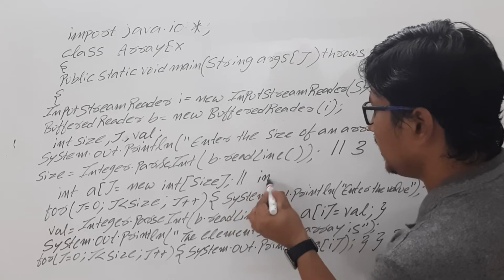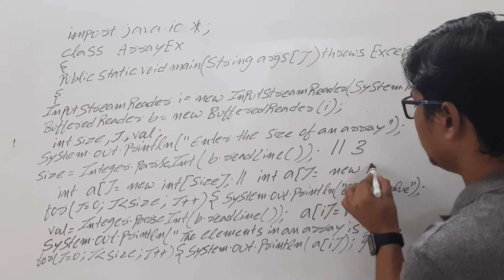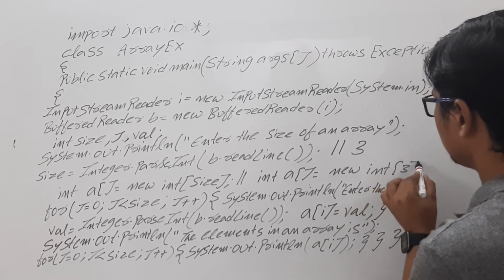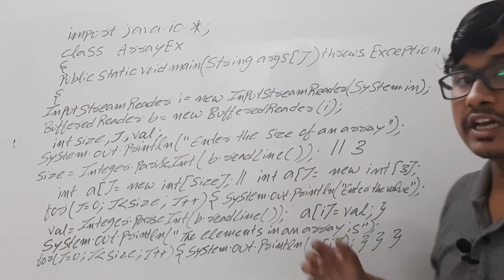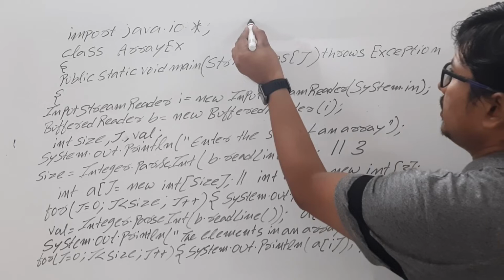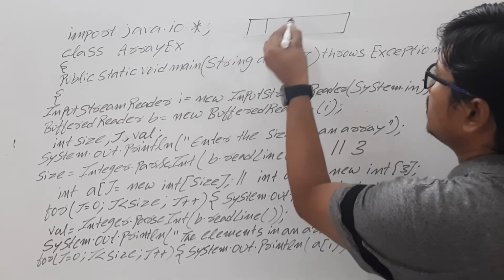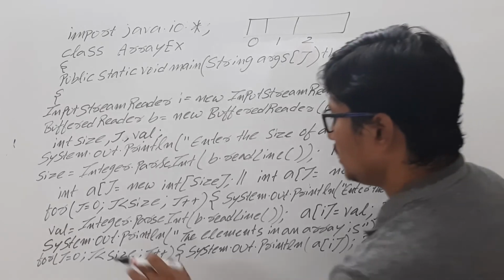So it will be like int a[] = new int[3]. So you are creating an integer array which can store 3 integer constants. So it will be like this: 0th index, 1 index, 2 index. Okay, that is the task.